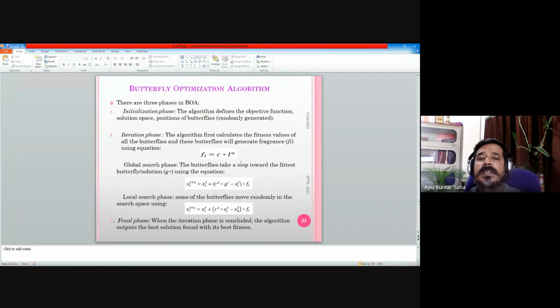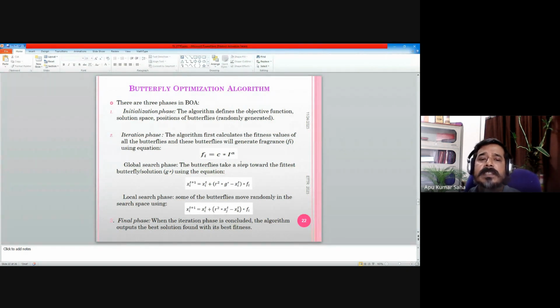Now, these are the phases. Only three phases are there in the butterfly optimization algorithm. That's why it is a very simple algorithm and it is popular. One is the initialization phase. We already know how to initialize. For every variable, the formula is lower bound plus a random number between 0 and 1 times upper bound minus lower bound.